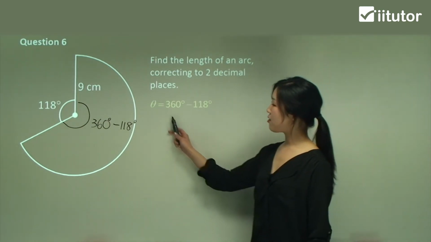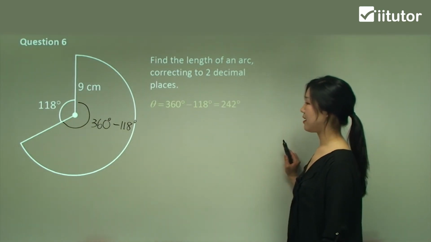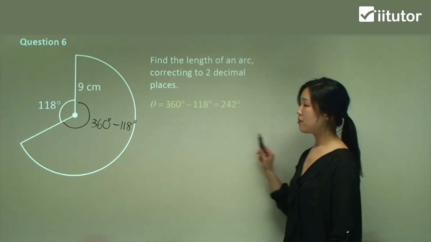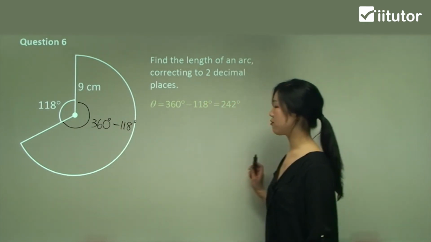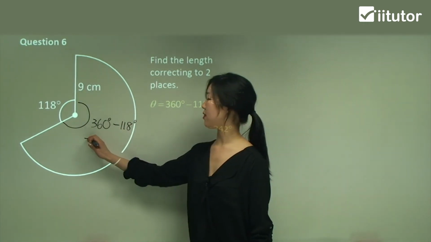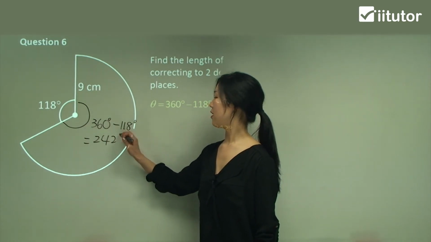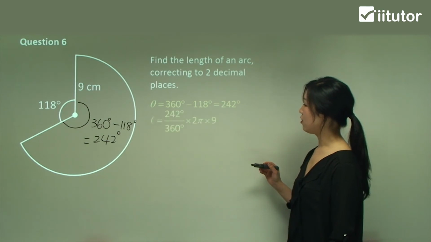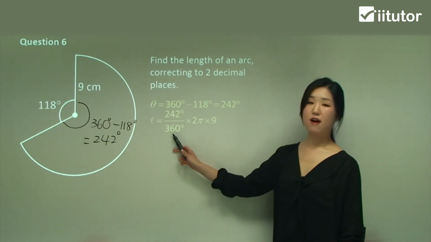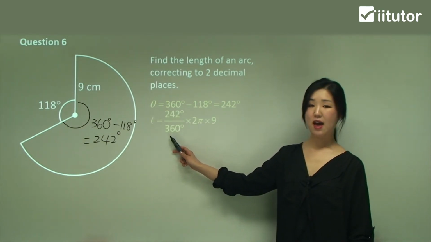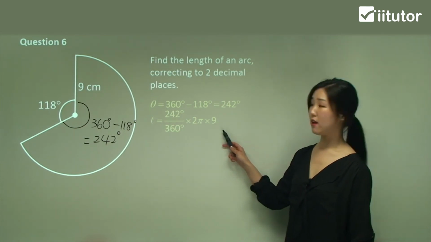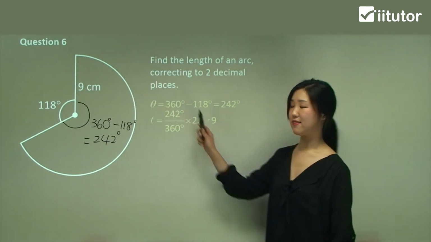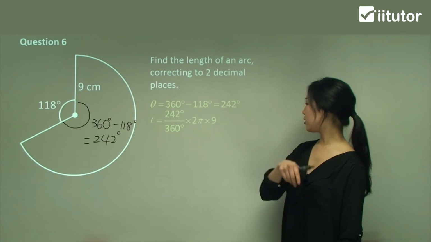So 360 minus 118 is 242. So this angle here is 242 degrees. Okay, I'll just write it there. And then to find the proportion or the fraction, we should do 242 divided by 360 degrees and multiply it by 2 pi r again. And the radius is 9 this time. And just multiply it all together, guys.